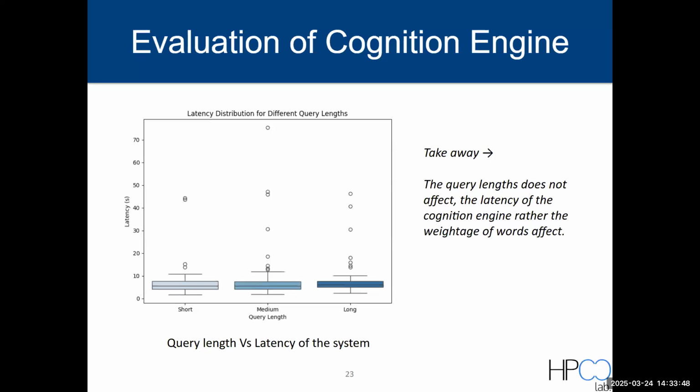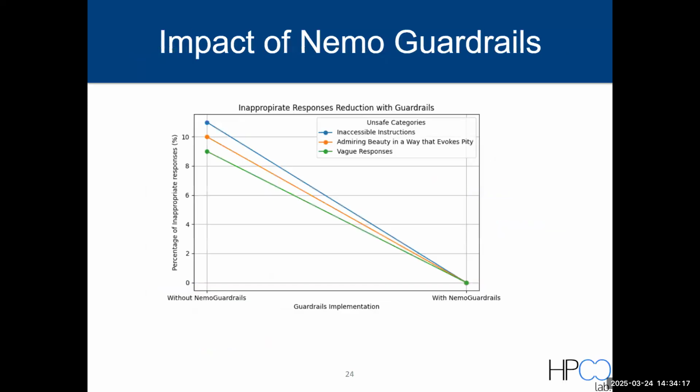Rather, the weightage of words affects it. So it's not about how short or how medium your query is, but rather what kind of words you are really asking the system. That's where the latency is being calculated, and you could see that there are some outliers over here, which we are trying to resolve in future work, where if the response time is too high, we're going to reduce it using latency management.